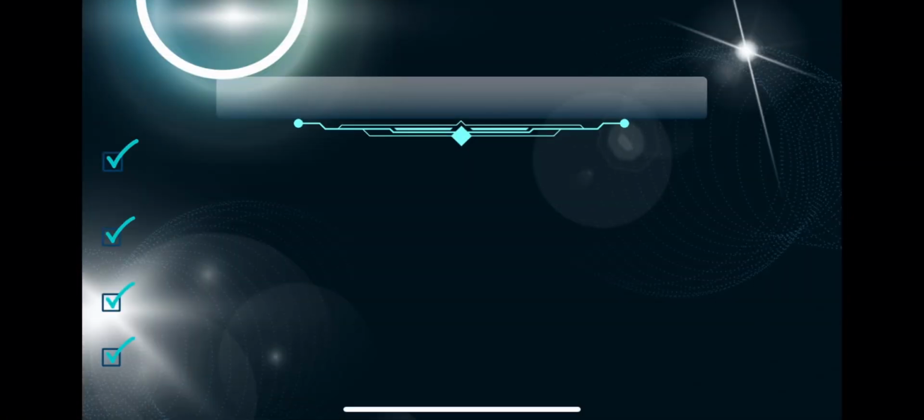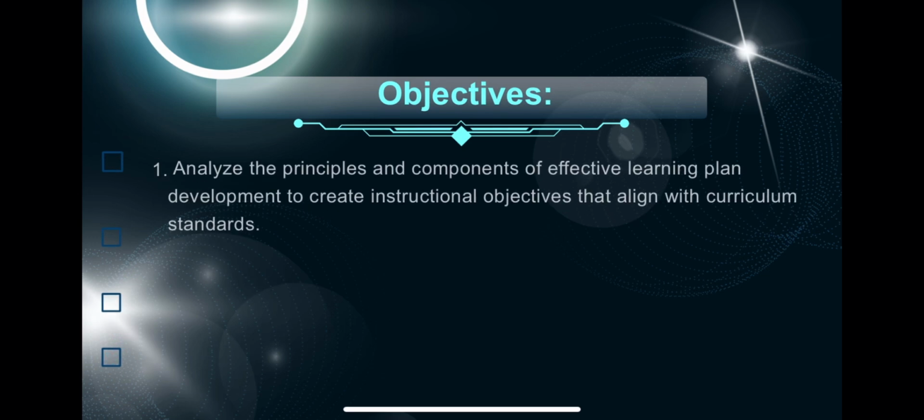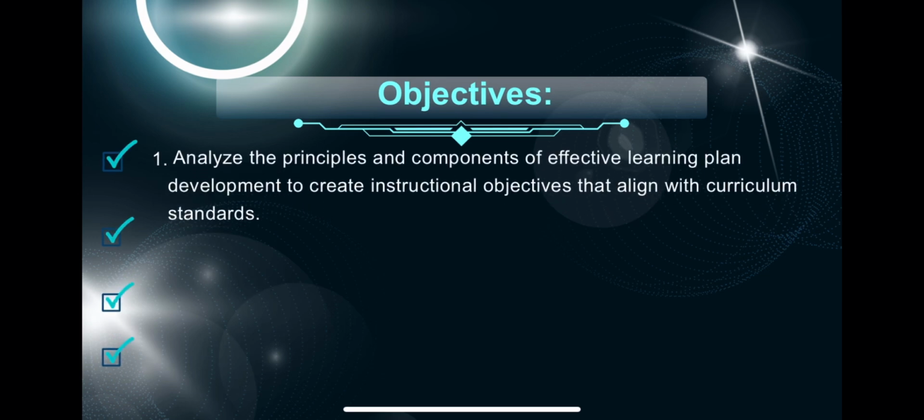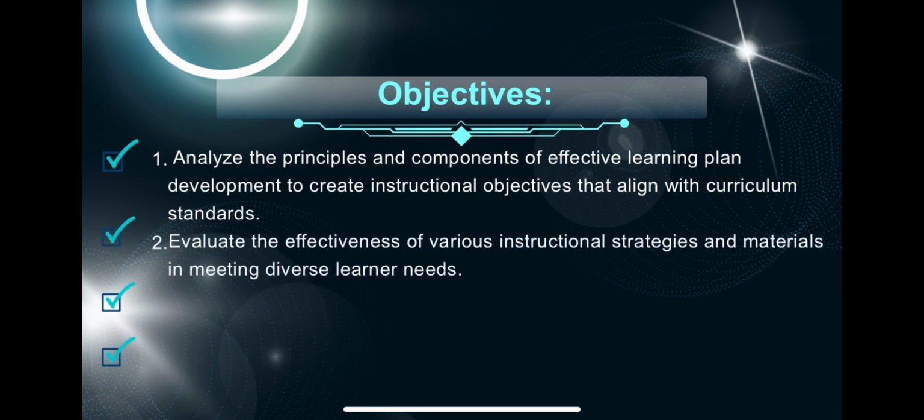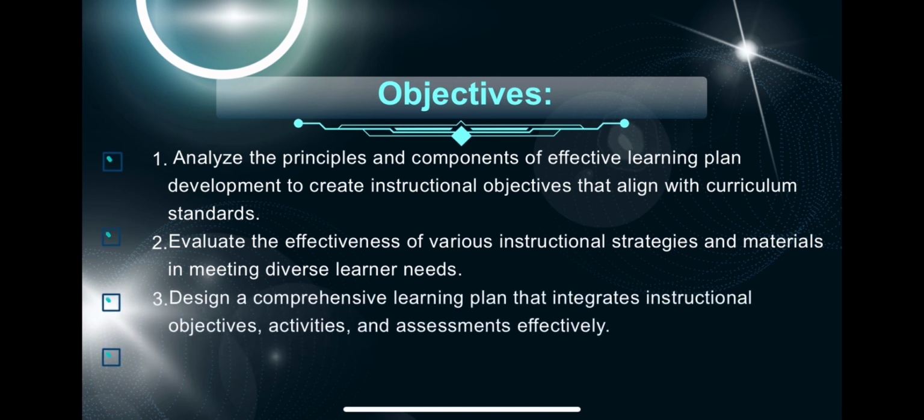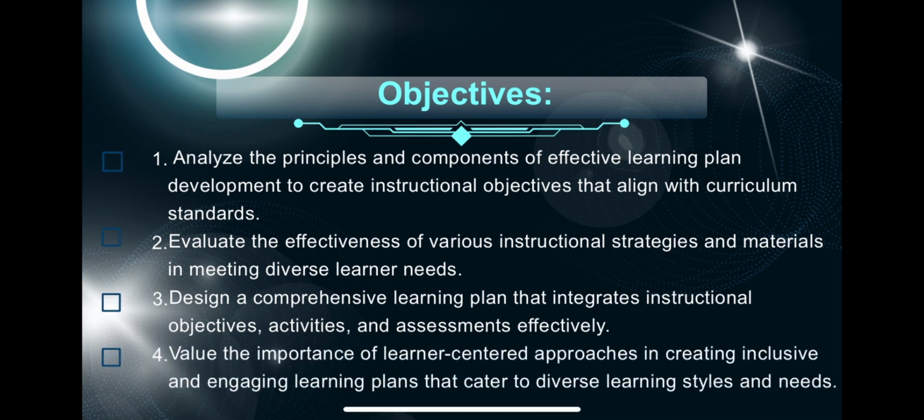But before that, let's have our objectives. First, analyze the principles and components of effective learning plan development to create instructional objectives that align with curriculum standards. Second, evaluate the effectiveness of various instructional strategies and materials in meeting diverse learner needs. Third, design a comprehensive learning plan that integrates instructional objectives, activities, and assessment effectively. And lastly, value the importance of learner-centered approaches in creating inclusive and engaging learning plans that cater to diverse learning styles and needs.